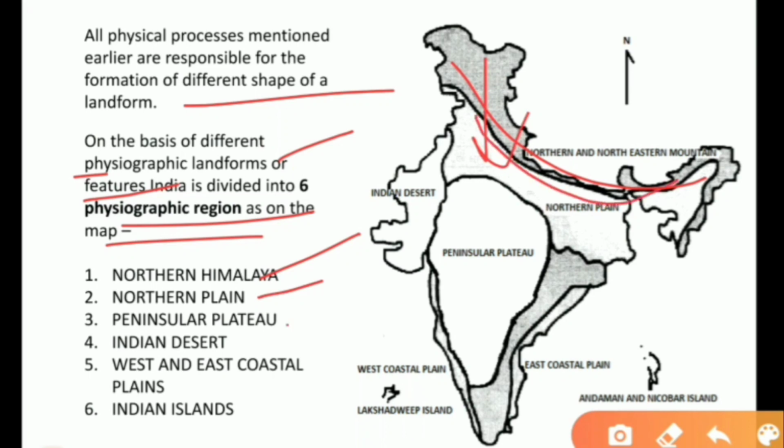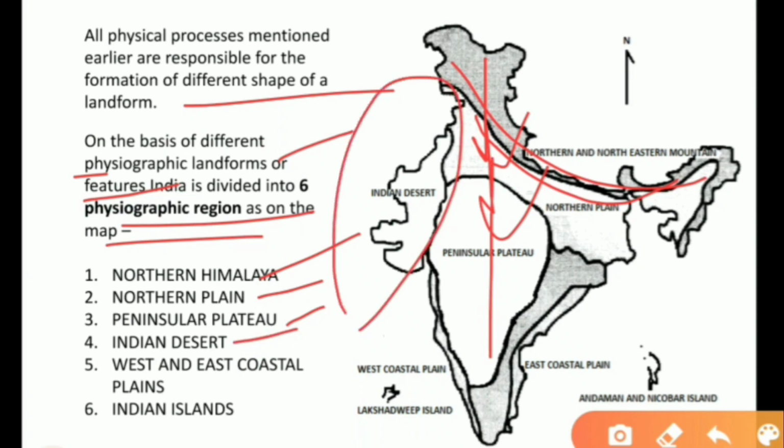Number 3, we have Peninsular Plateau region. Again, in the southern part of Northern Plain region, we have the Peninsular Plateau region. Number 4, Indian desert. In the extreme west of Indian map, we have Indian desert. Number 5, west and east coastal plains. In the westernmost part and easternmost part, we have east and west coastal plain region.